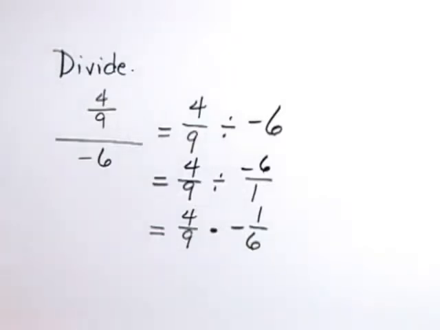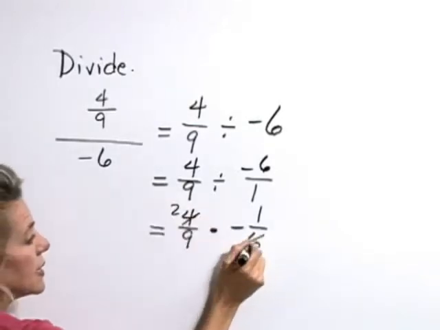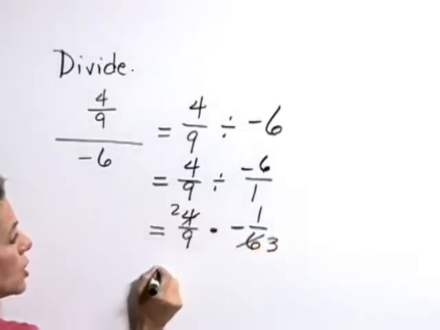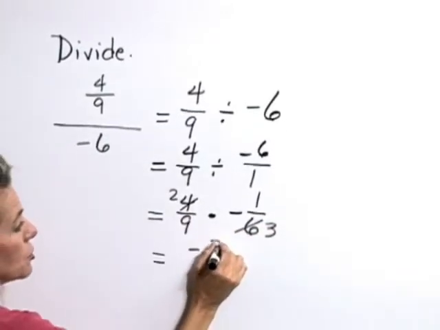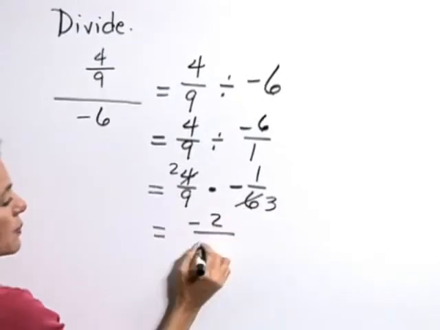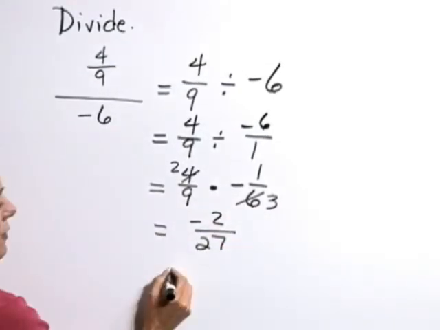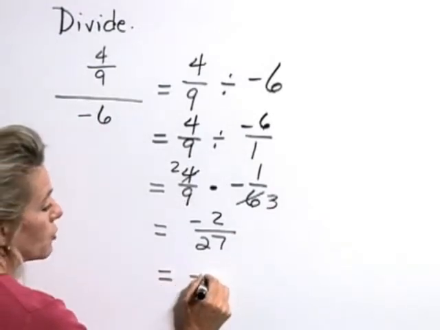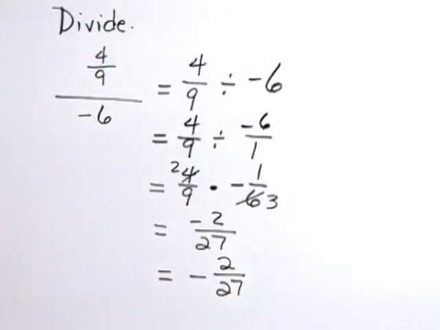Now we can cancel a common factor between the numerator of the first fraction and the denominator of the second fraction. 2 goes into 4 twice and into 6 3 times. So we've got 2 times -1, which is -2, over 9 times 3 is 27. So -2 over 27, or this can be rewritten as -2 over 27 with a negative out front.